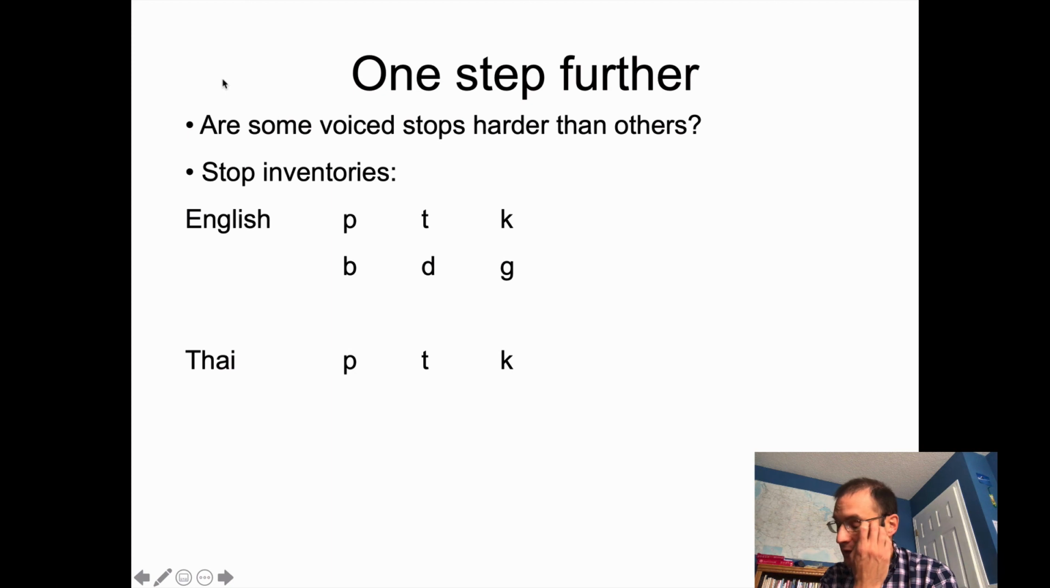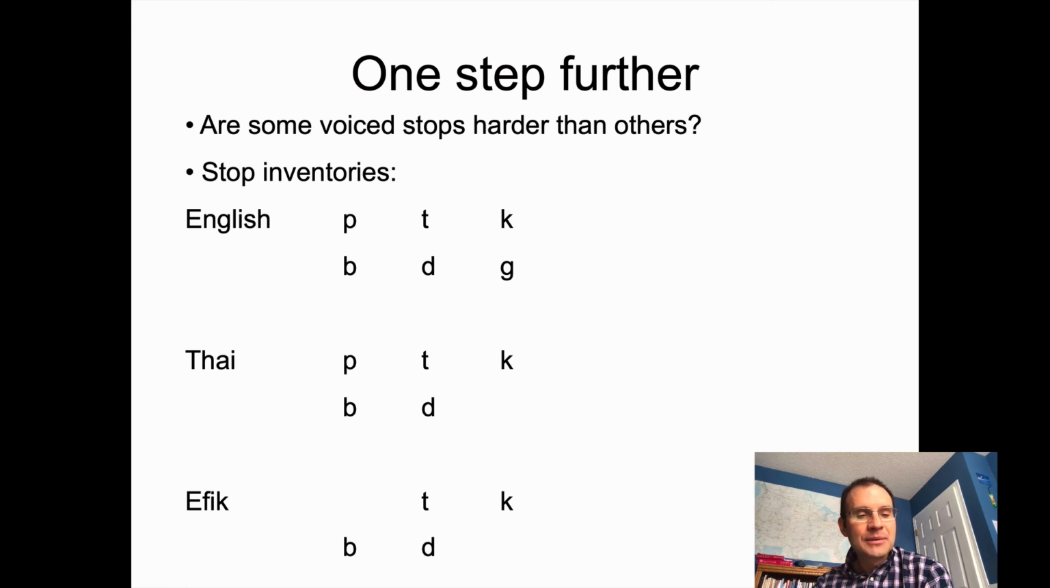Other stop inventories have gaps. So Thai has P, T, and K, and it has B and D, but for some reason it doesn't have G. That one's missing. And I can think of a couple other languages I know that are like this. So Ukrainian is missing a G. Dutch is missing a G as well. That's weird.